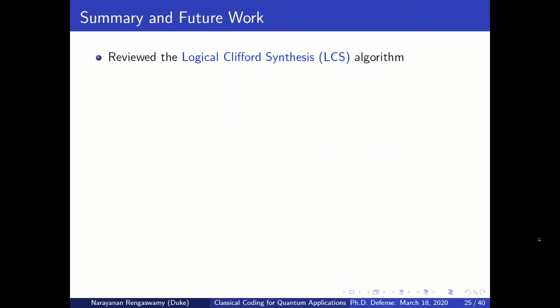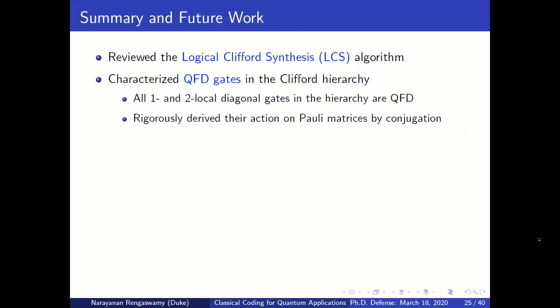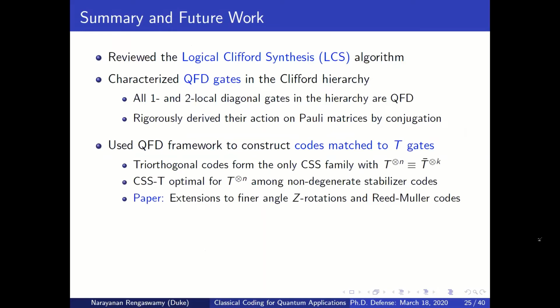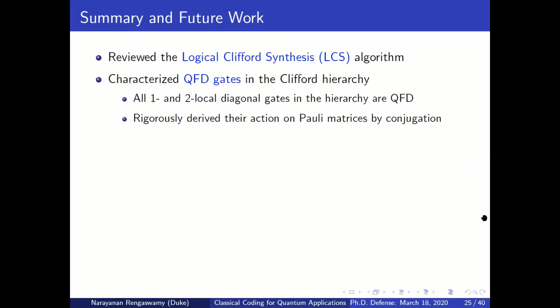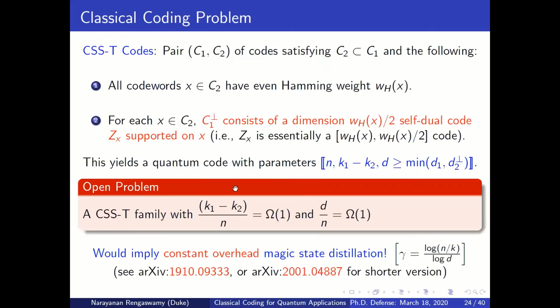And I'll now wrap up the first part. So first I reviewed the LCS algorithm. Then I defined something called QFT gates and showed how they act on Pauli matrices. Then we used that formalism to construct quantum codes that support T gates in the lab. And we proved some interesting corollaries. So things that I couldn't talk about but are in the paper are some extensions to finer angle Z rotations, so not just T gates. And we give some Reed-Muller code families that satisfy this property, but they don't satisfy this linear rate and distance property. They are a CSST family.